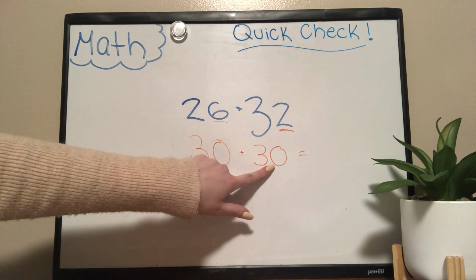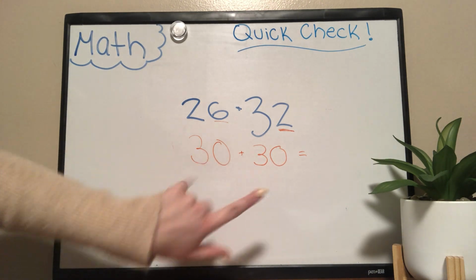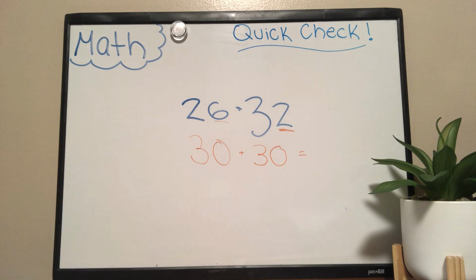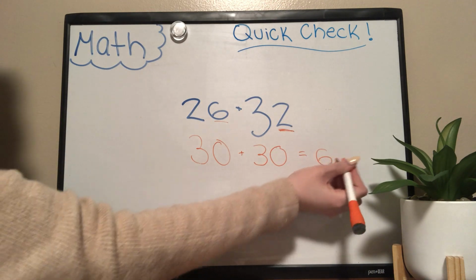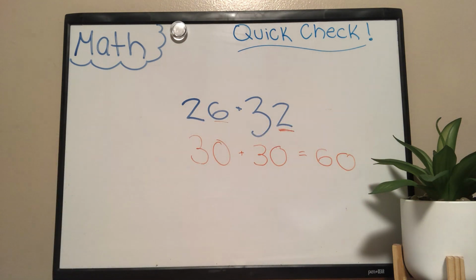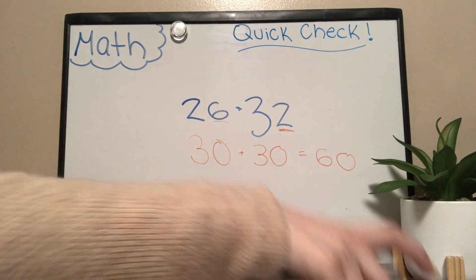30 plus 30, 3 tens plus 3 tens, 3 plus 3 equals, wonderful. 30 plus 30 equals 60. Awesome job. Go ahead and give yourself a kiss on the forehead, a pat on the back for that.